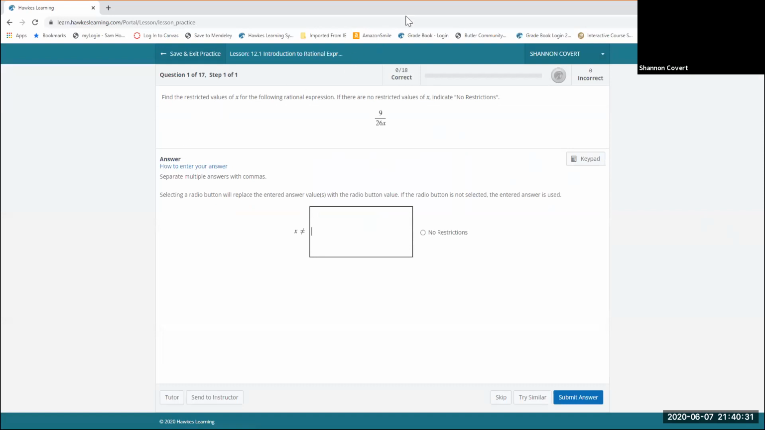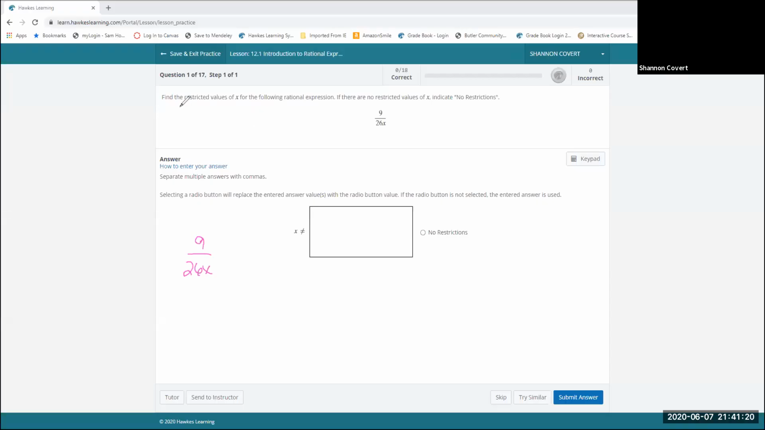So in this problem, we have 9 over 26x. I'm going to work down here. In order to find restricted values, you set the denominator, which in this case is 26x, equal to 0, and you solve for x. So I'm going to divide by 26.